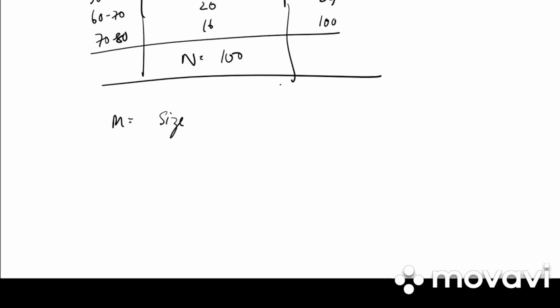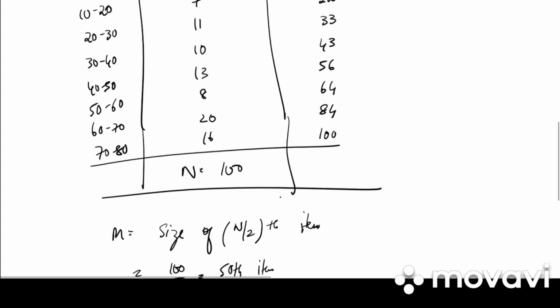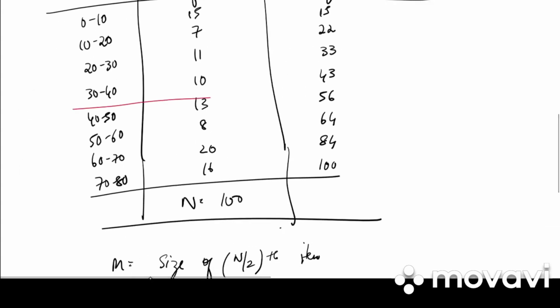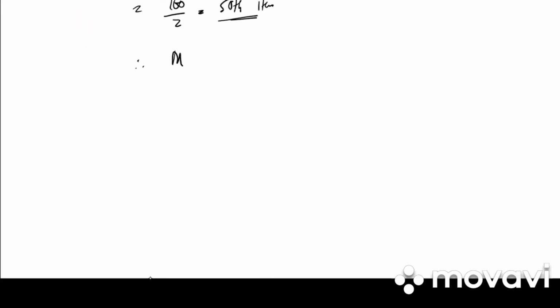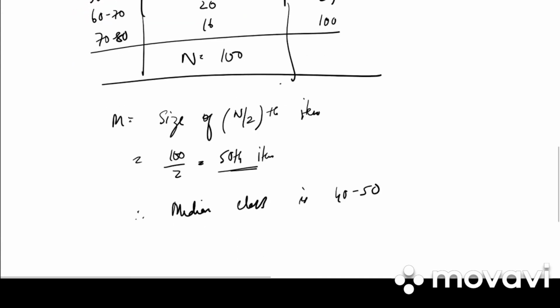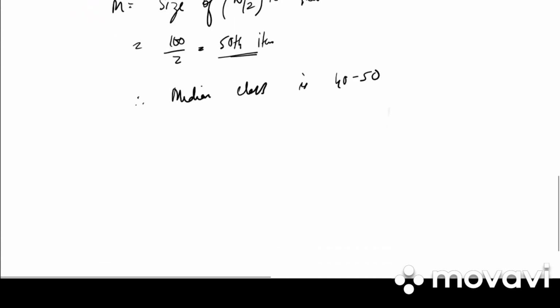M is equal to size of N by 2th item. 100 by 2, that is 50th item. So in the cumulative frequency, 40 to 50 is the median class. Therefore, median class is 40 to 50, as the 50th item lies in the 56 cumulative frequency.